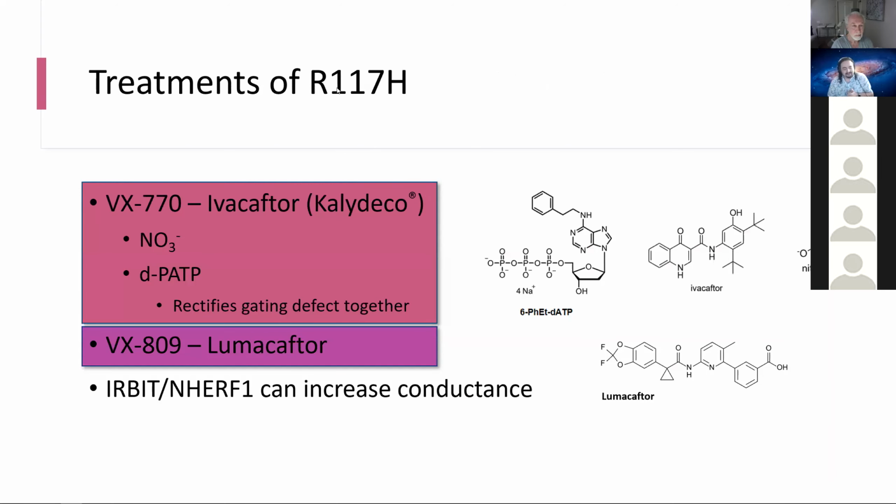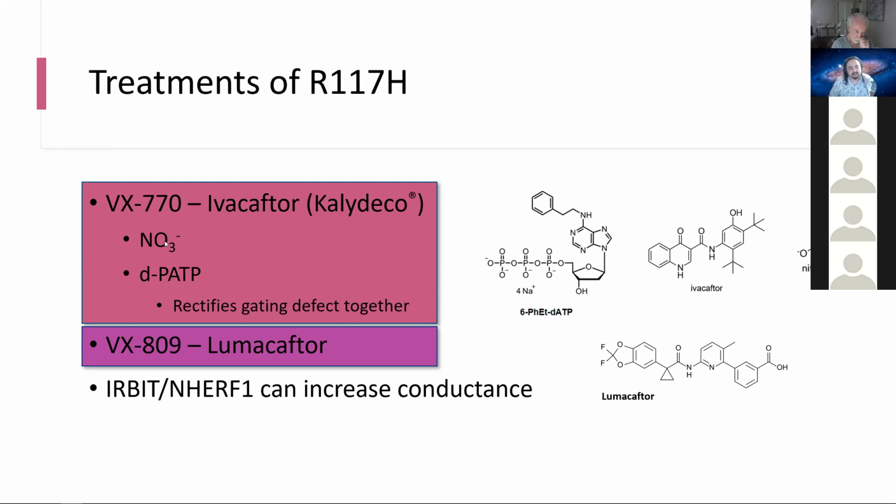Now, not all as bad. We can talk about some of the treatments that there are. VX770, also known as ivacaftor or Kalydeco. That is one. It tends to shorten the closed gating time and extend the open burst time. So in other words, it's not closed as much. And when it is open, it stays open for longer.